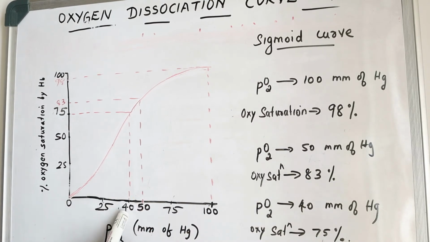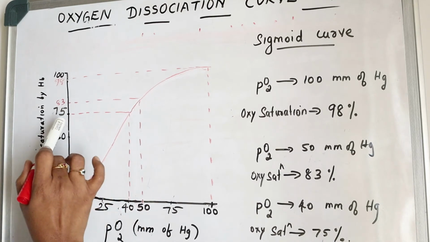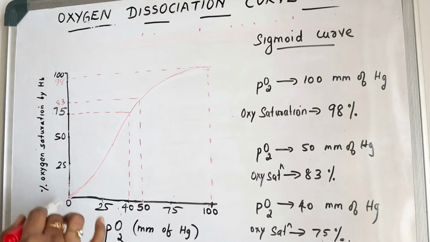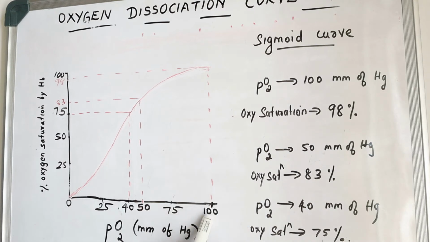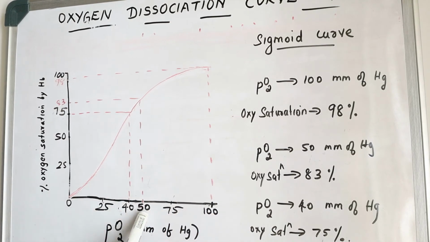And when the partial pressure of oxygen is 40, which occurs in tissue capillaries, the oxygen saturation becomes 75%. But actually in tissue capillaries only 60% saturation can be seen. Anyway, we will explain that later. So that's about the oxygen dissociation curve. That is, if PO2 is 100, 98% oxygen saturation can be seen. If PO2 is 50, we can see almost 83% oxygen saturation. If PO2 is 40, 75% oxygen saturation can be seen.